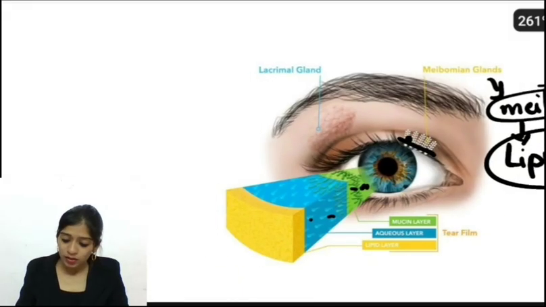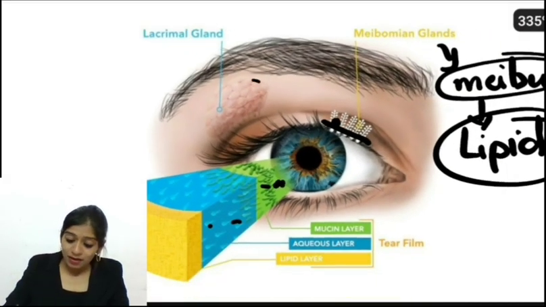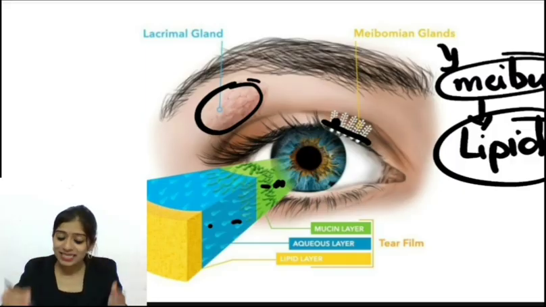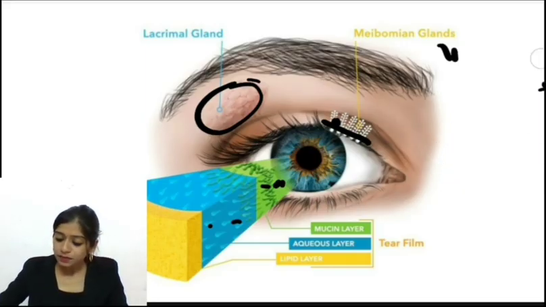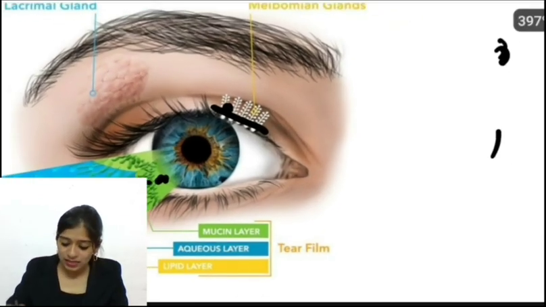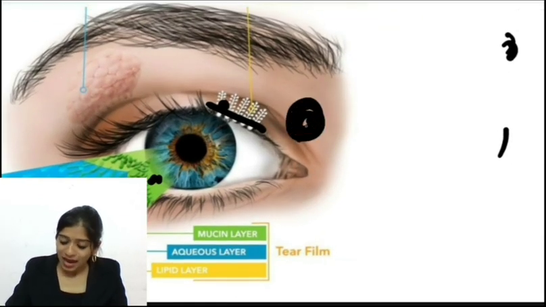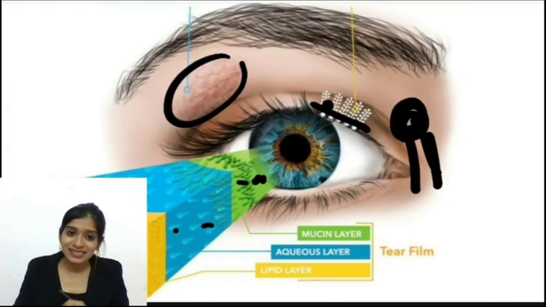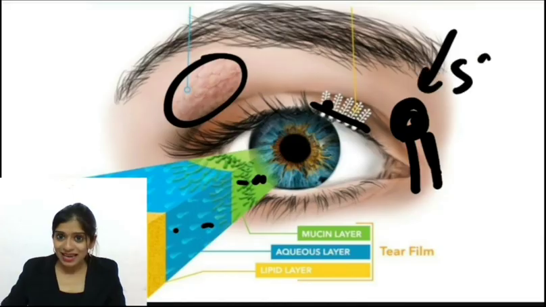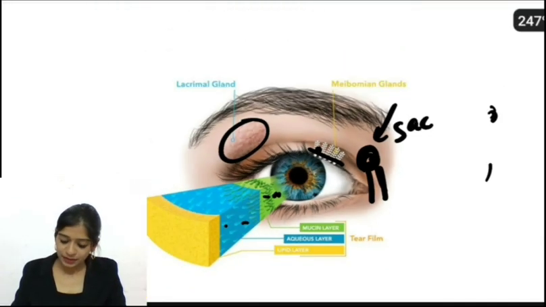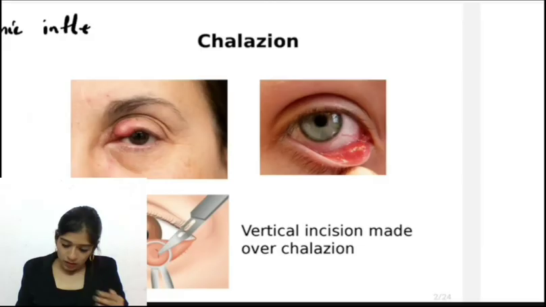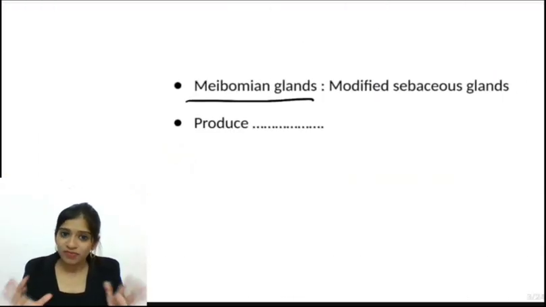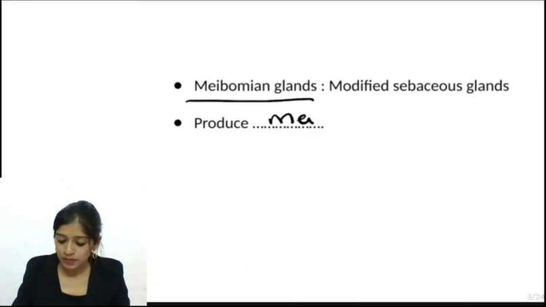Now, look here, this picture is also important. The gland that you see here, what is this? That is the lacrimal gland. Where is the lacrimal sac? See, the lacrimal sac is over here, and that continues as the nasolacrimal duct. Okay, so the lacrimal gland is here, the lacrimal sac is here. Okay, what are meibomian glands? They are modified sebaceous glands. They produce meibum. This much understood.